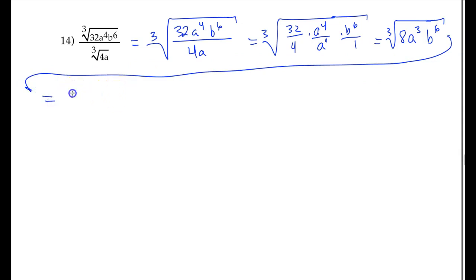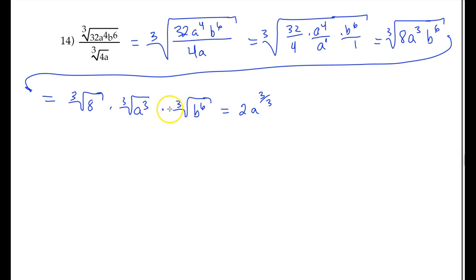So from here, we'll split this up. We've got the cube root of 8 times the cube root of a cubed times the cube root of b to the 6. Now, we know that if we multiply 2 times itself 3 times, we'll get 8. So we know that the cube root of 8 is 2. We know that the cube root of a cubed is just going to be a, because we could rewrite this as a raised to the 3 divided by 3. And of course, once we simplify all that, that would just end up being a.